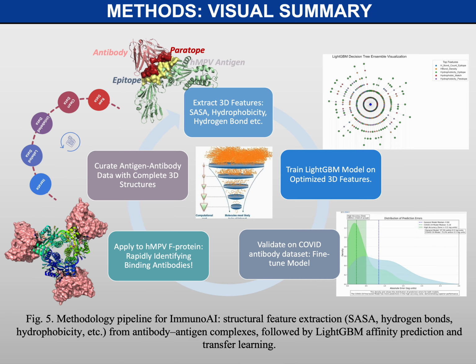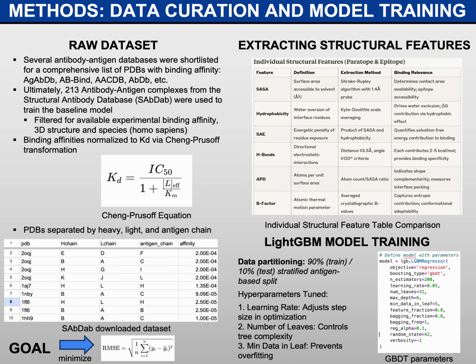Here's the workflow. First, I curated a complete set of antibody-antigen complexes. Secondly, I extracted meaningful 3D features like SASA, hydrophobicity, and H-bond counts. Third, I trained a LightGBM model on this tabular data. Fourth, I fine-tuned it for COVID-19 for broader generalizability. And five, I used AlphaFold2 predicted HMPV mutant structures for in silico screening to find the right antibodies. The goal is interpretability and speed while maintaining relatively high accuracy.